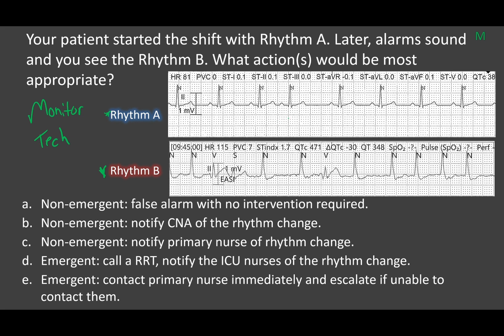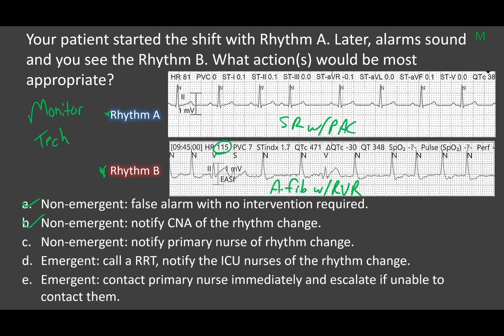Your top one is sinus rhythm with PAC, and it turns into AFib with RVR, rapid ventricular response. You've got a heart rate greater than 100. And so now, is this emergent? Is it non-emergent? Well, it's a rhythm change, not for the better, so it's definitely not a false alarm. That's not artifact or anything, because you can see how irregular it winds up being.